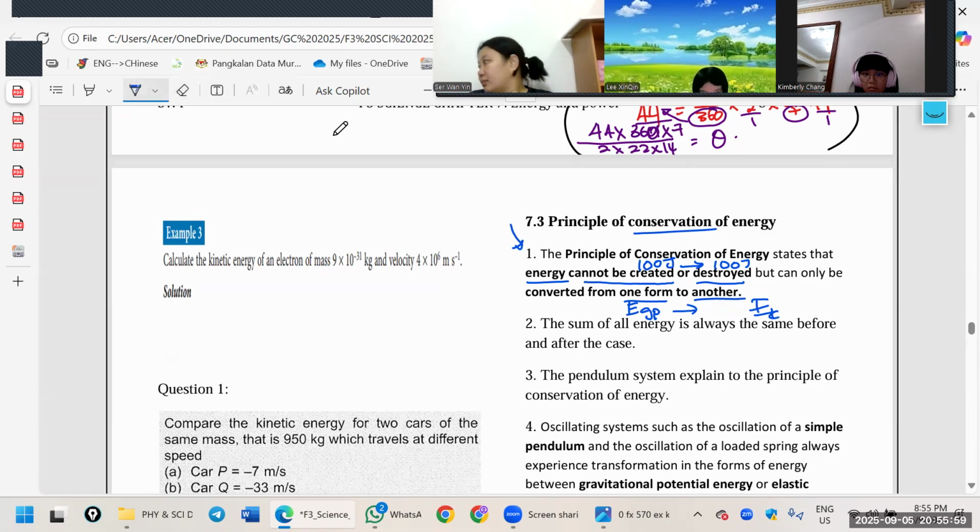So for example, now I got one octopus. And I tell you this octopus is very cute. It has two sides. Okay, so now this octopus has what kind of energy when I hold it here?